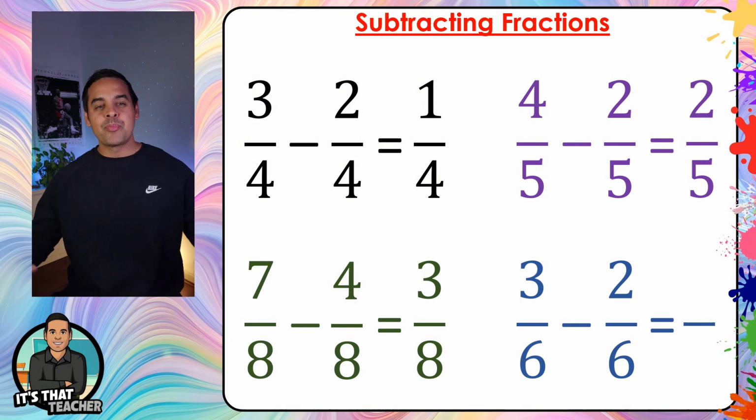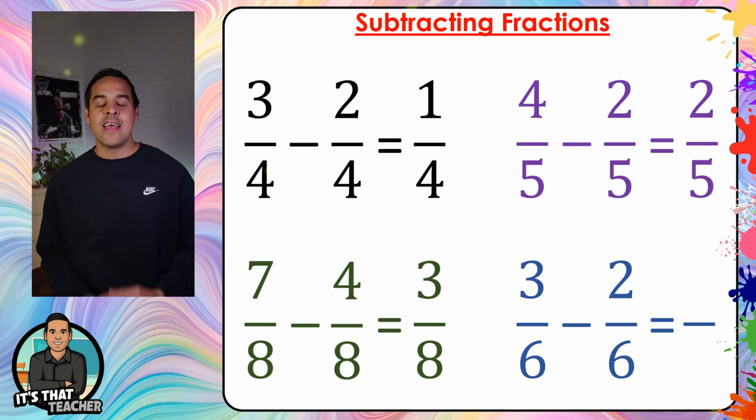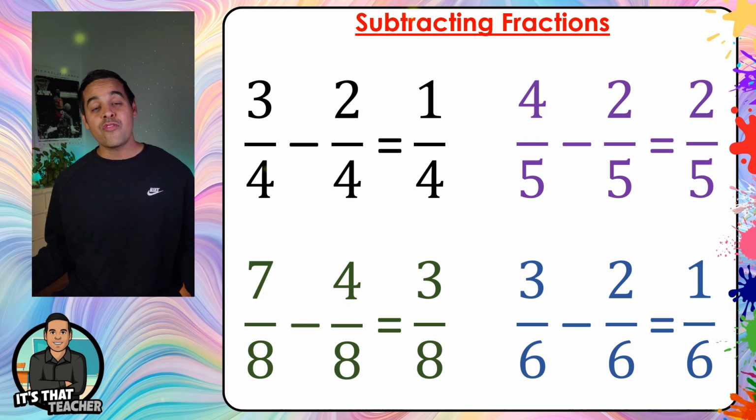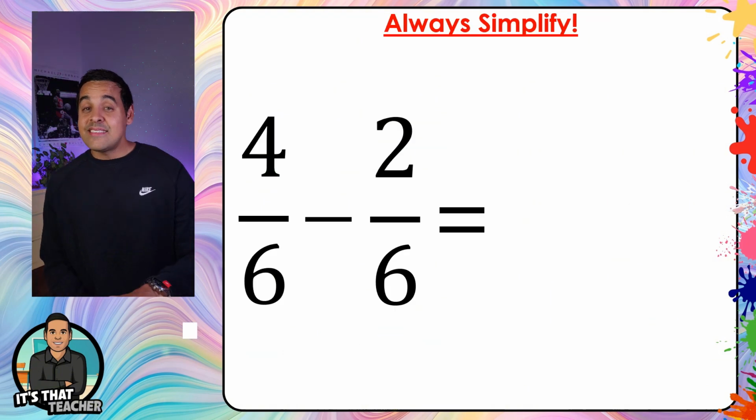Now, our final question is 3 over 6 take away 2 over 6. We do not subtract our denominators. They stay exactly the same. 3 take away 2 is going to be 1. Your fraction here is going to be 1 over 6, or 1/6. Now, it is as simple as that.